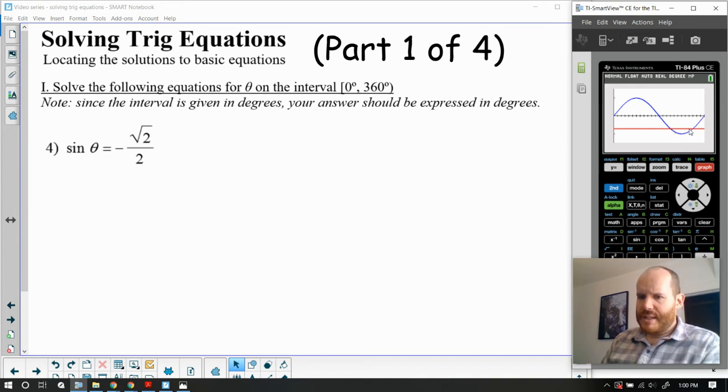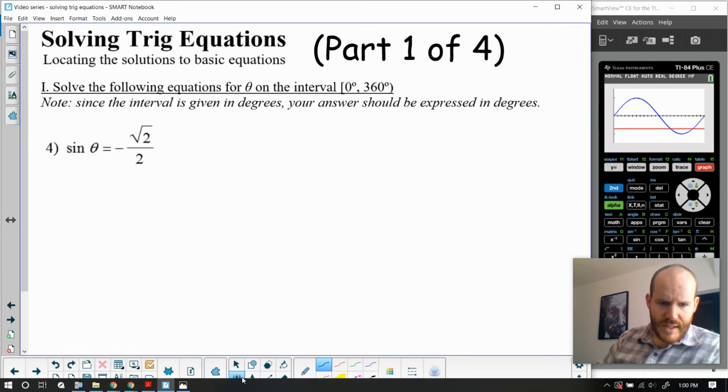The graphs intersect at 2 locations over here, and based on what I know about the sine curve and how it passes through the 4 quadrants, it looks to me like this is happening in quadrant 3 and 4. Now I can identify that straightforwardly and directly from the equation itself because I notice that there is a negative here.